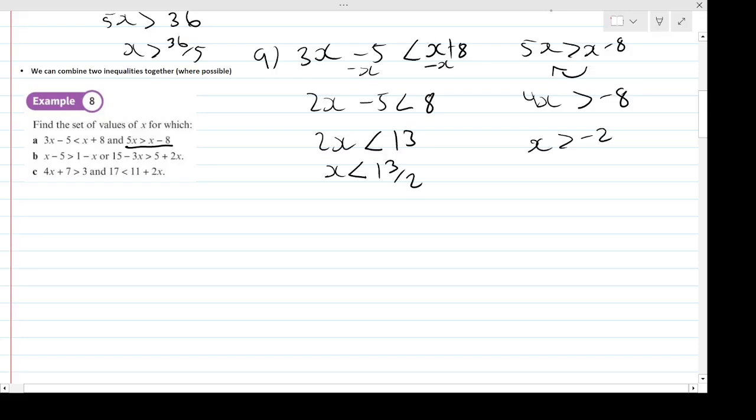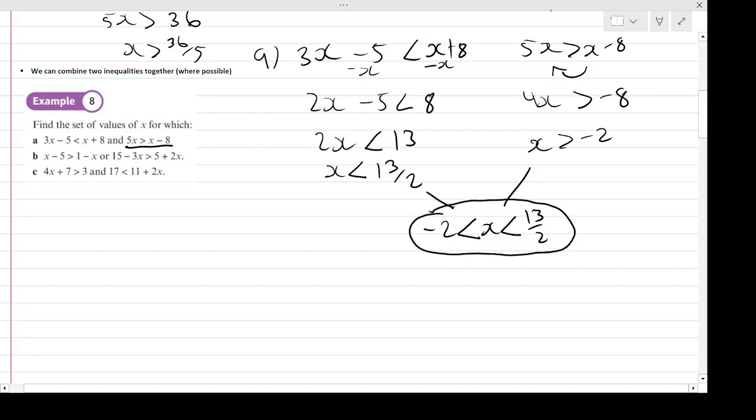However, we can combine them because think about what this is saying. x needs to be greater than -2 here, but also x has to be less than 13/2. What we can do in that case is merge them together as one singular inequality. Well, -2 is the lower bound, if you will, so x has to be above that. So -2 is less than x, but then x has to be less than 13/2. 13/2 is like the upper bound, okay? Therefore, we can combine that as one inequality, and that'll be your answer. Okay, cool.